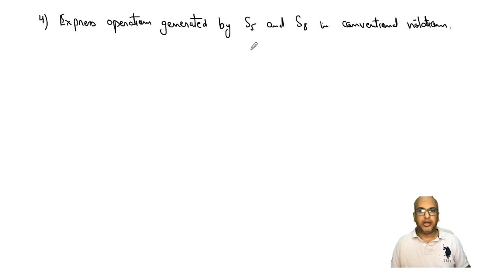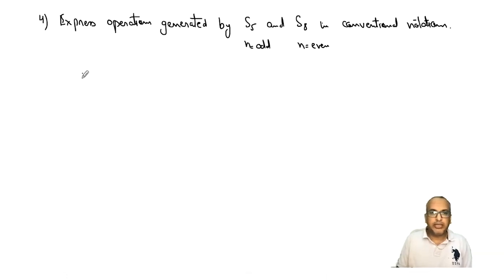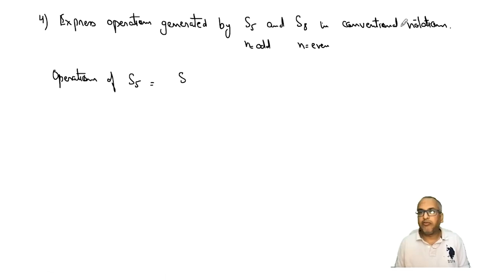Now this is easy, right? Now that you have learned how to generate different operations of S5. Basically here they have taken two examples where n is odd and n is even. For even n, you have to keep going up to S8 to the power of 8, and for S5, you have to go up to the power of 10. So what all operations will S5 generate, and you have to put it in conventional notation.